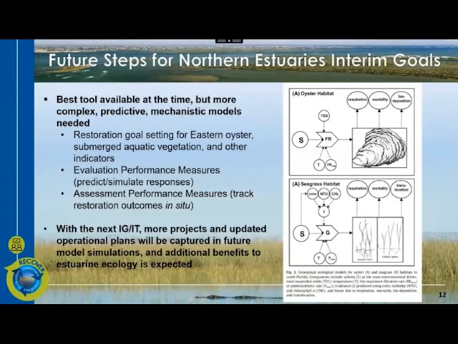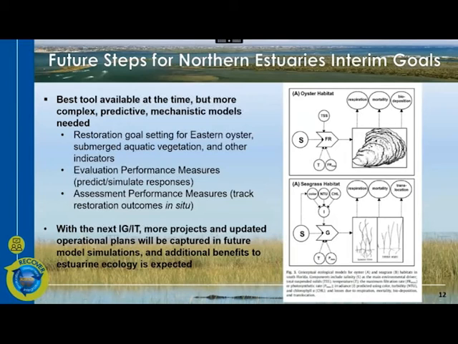So finally, just to wrap up for future steps and general findings for Northern Estuaries interim goals and term targets. While the Oyster HSI model was the best tool available at the time, more complex mechanistic models that can be paired with the regional simulation model are needed for all Northern Estuaries indicator species, not just oysters. As represented here on the right, you can see an example from Bazzelli et al. of what a more complex model would look like. These mechanistic models can be used to update restoration goals and applied to develop both evaluation performance measures, as was done in this exercise, comparing current and future scenario simulations, and assessment performance measures to track restoration outcomes through RECOVER's ecological monitoring efforts.